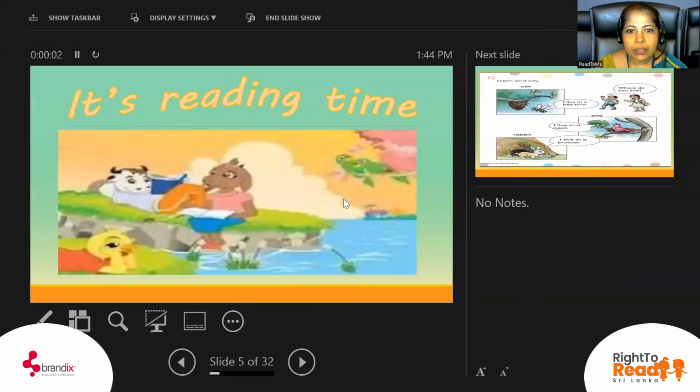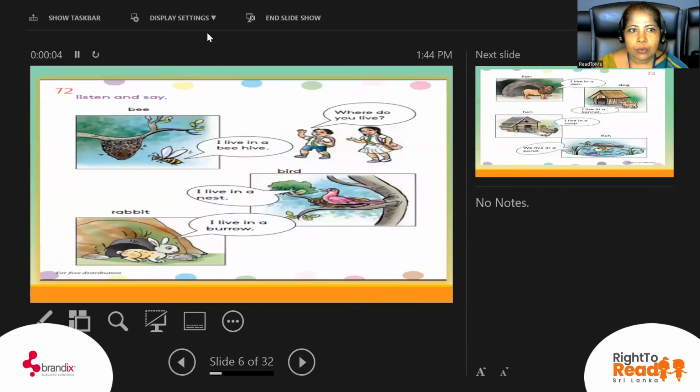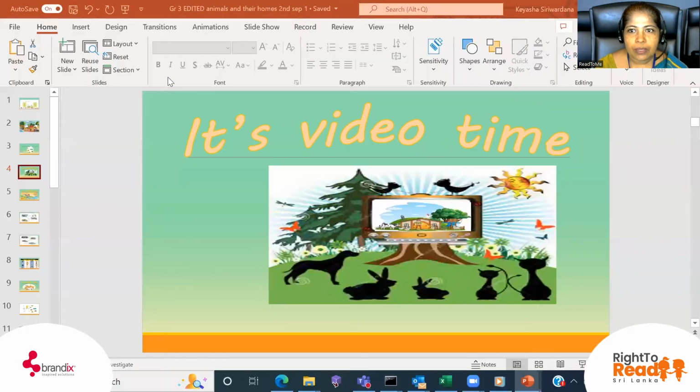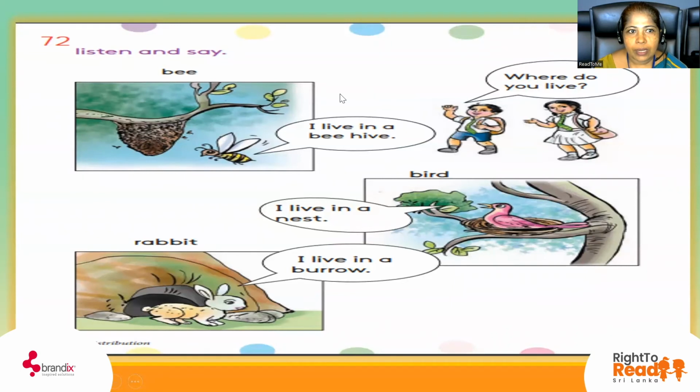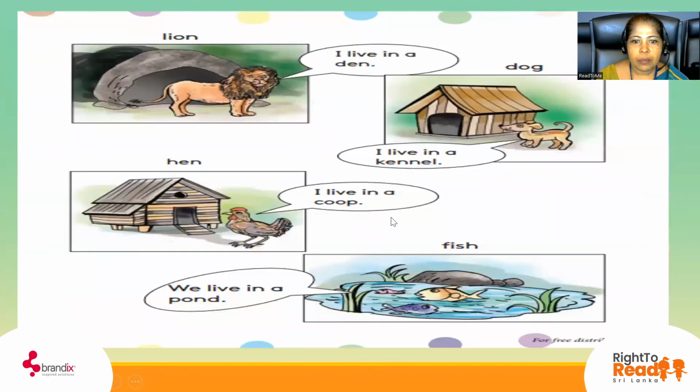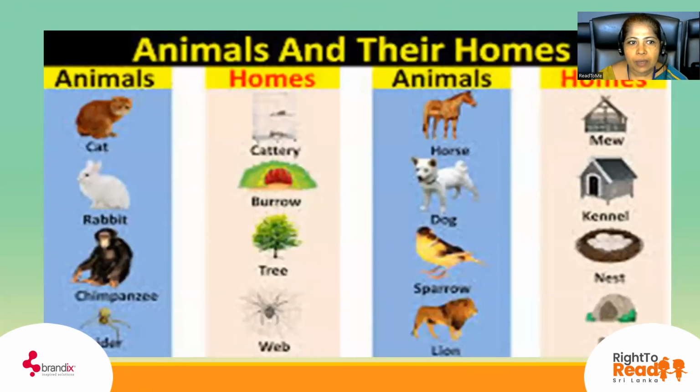She spoke about animals. And now, this is what we just read in the reader. As you can see, a bee lives in a beehive. Birds live in their nests. Rabbits in the burrow, lion in the den, dog in the kennel, hen in the coop, fish in the pond. I have some more places of their homes rather.